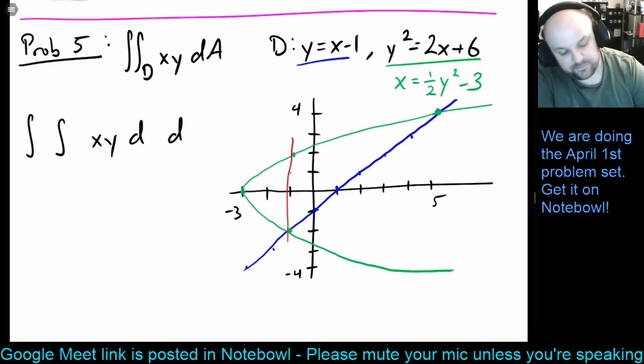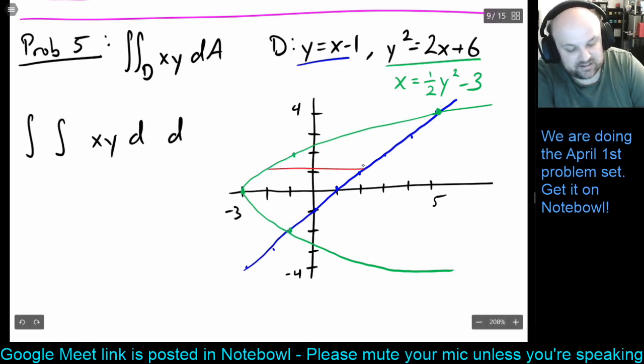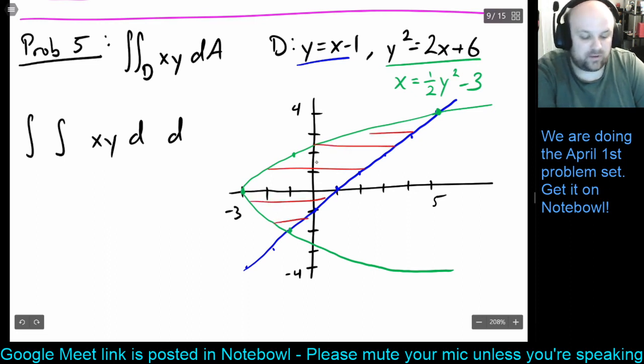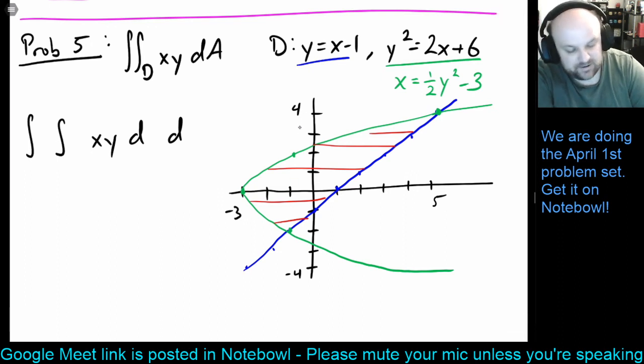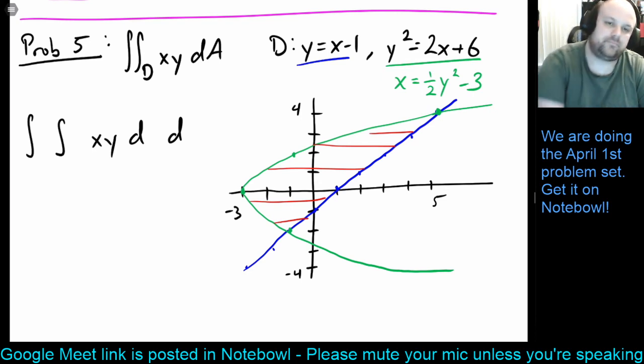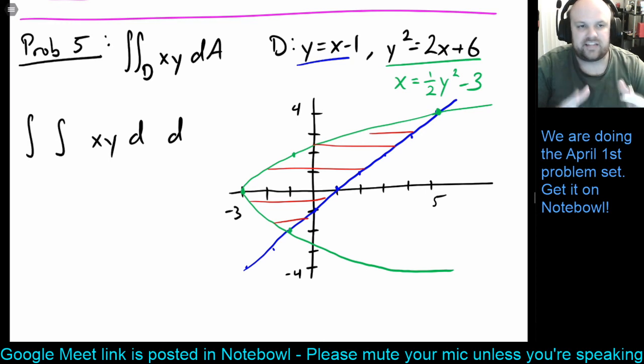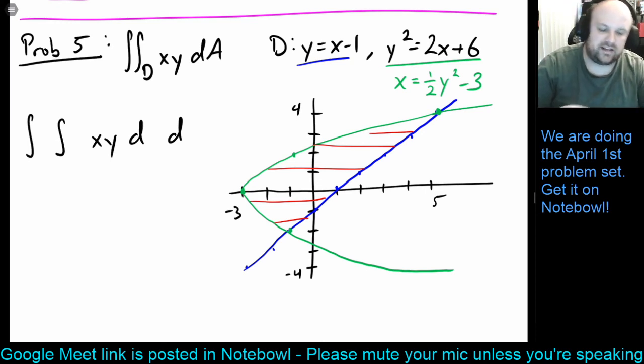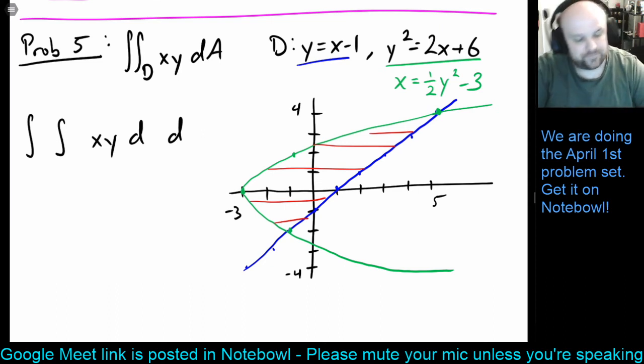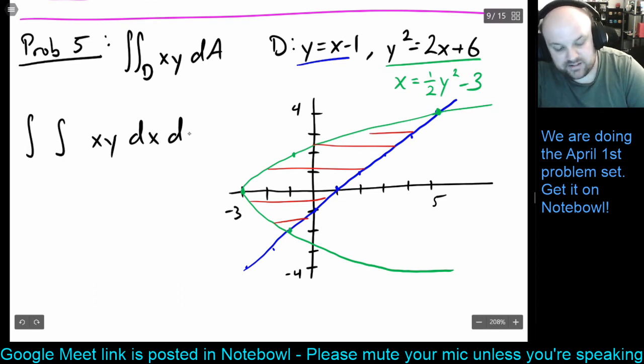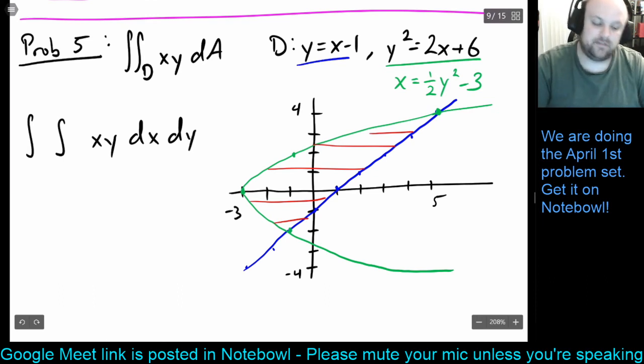On the other hand, if we integrate with respect to x, no matter what y value we start at, it's always left on the green, right on the blue. So whenever you're doing these problems, I always encourage you to sketch the region and then imagine drawing lines in here like this and see, which way does it make more sense? Which way is it easier to describe? So x first is the situation here.